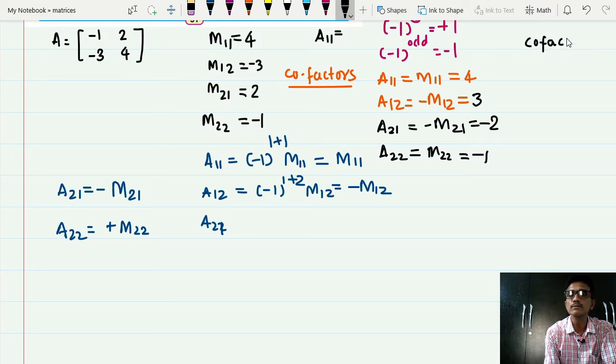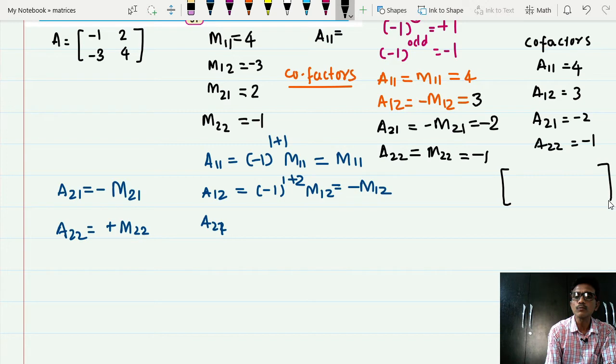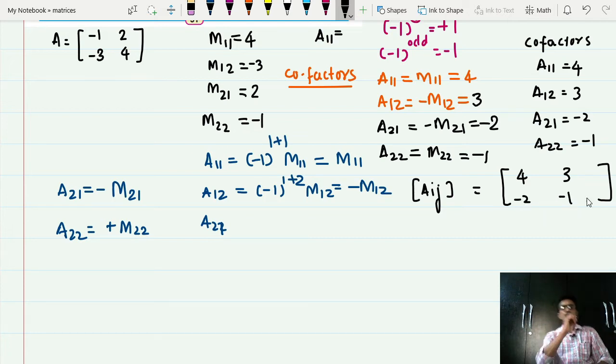What are the cofactors? a11 is equal to 4, a12 is equal to 3, a21 is equal to minus 2, a22 is equal to minus 1. So you can find the matrix of cofactors. The matrix of cofactors is equal to 4, 3, minus 2 and minus 1. So the matrix of cofactors is this.